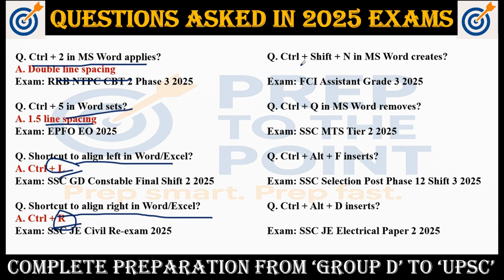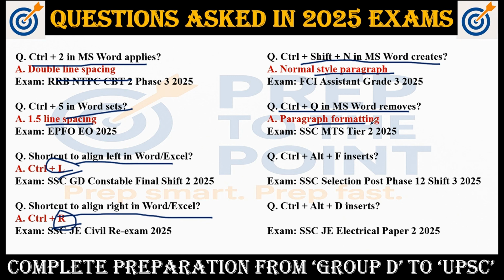Control Shift N in MS Word creates normal style paragraph. Control Q in MS Word removes paragraph formatting. Control plus Q paragraph formatting. Control plus Alt plus F inserts footnote. Control plus Alt plus F for inserting footnote. F for footnote. Control plus Alt plus D inserts end note. D for end note.